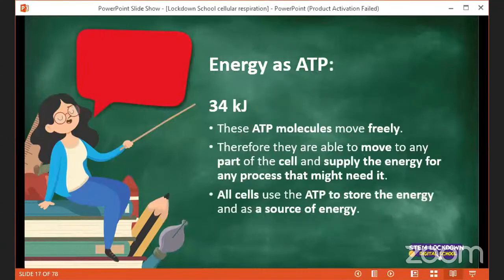So these ATP molecules move freely, therefore they are able to move to any part of the cell and supply the energy for any process that might need it. And then all cells use the ATP to store energy and as a source of energy. Okay, so remember that ATP is the energy carrier in the cells. That's the form of energy that our body uses. Our cells, our tissues and organs, they use energy in the form of ATP.